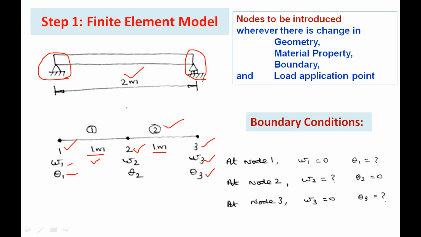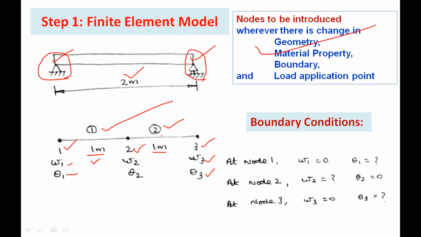At node 3, we have W3 and theta 3, the degrees of freedom. Since the number of elements to be used is specified in the question, we are selecting directly the two element model here. Otherwise, we have to follow this thumb rule. At the boundary, we have to introduce nodes, and whenever there is a change in cross section or material property, we have to introduce a node. If there is any external force acting, then the load acting point should be considered as a node. These are the thumb rules. But here directly we are using the two element model since it is mentioned in the question.